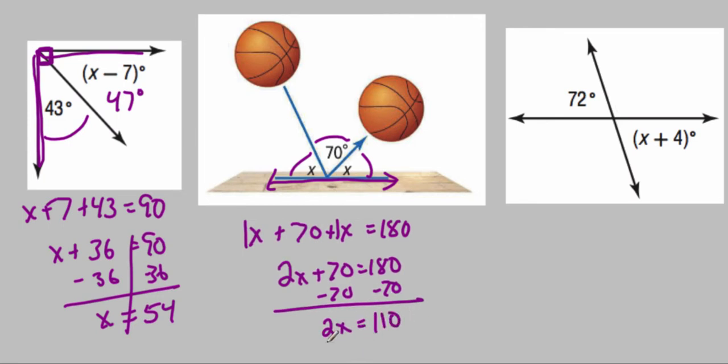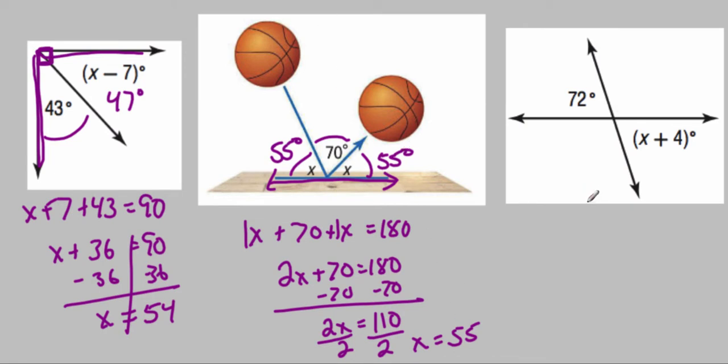So I subtract 70 from both sides, divide by 2, and x is equal to 55. So I go back to my drawing and I write in 55 degrees, 55 degrees since they're each equal to x.